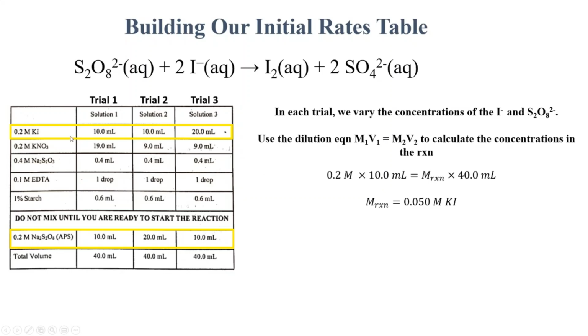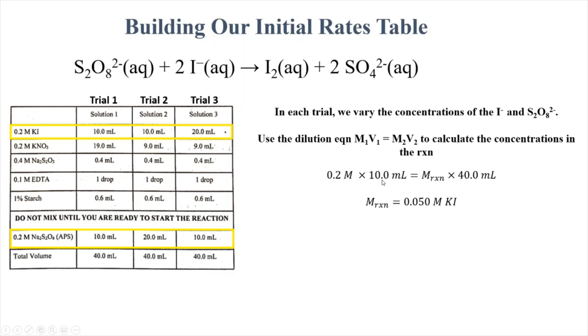So let's do this, for example, for solution 1. We want to know what the concentration is after all is said and done, meaning we take this 10 mLs of 0.2 molar KI and we put it into 40 mLs. What's going to be the concentration in that 40 mLs? We take 0.2 molar, we have 10 mLs of it, and then we dilute it to the reaction mixture, which is 40 mLs. If we solve for the molarity in the reaction, we get 0.050 molar KI.